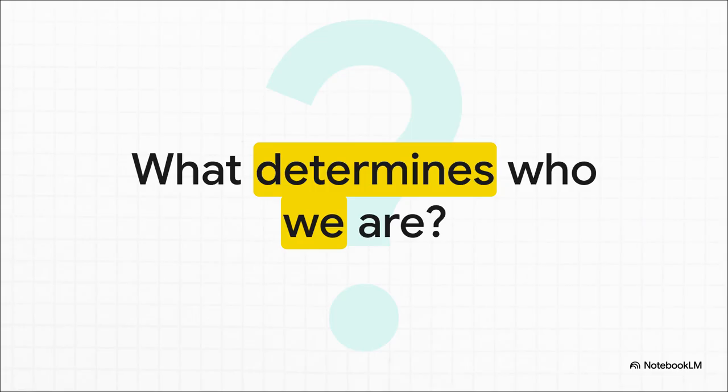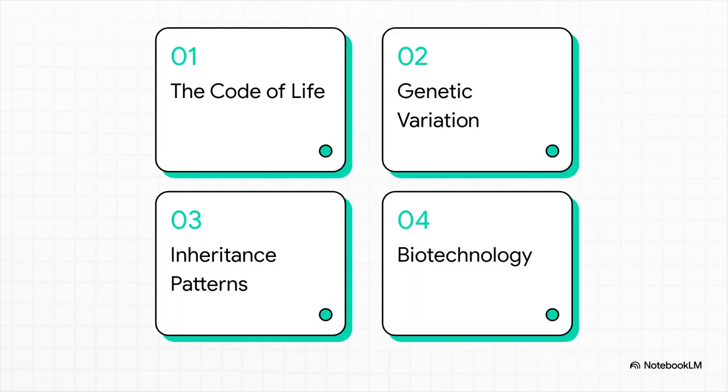I mean, everything from the color of your eyes to whether you're prone to certain conditions, the master blueprint for who you are is written in this incredibly complex language, hidden deep inside your cells. So here's our roadmap for this explainer. We're going to start with the basics in the code of life, then look at how that code gets shuffled around and passed on. After that, we'll learn how to actually predict genetic outcomes, and we'll wrap things up by exploring the amazing field of biotech.